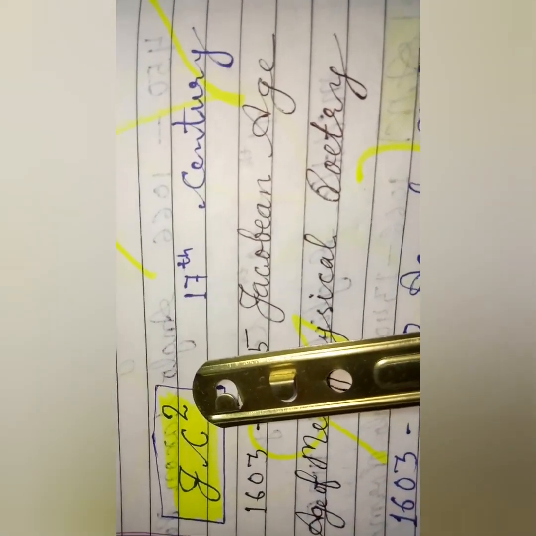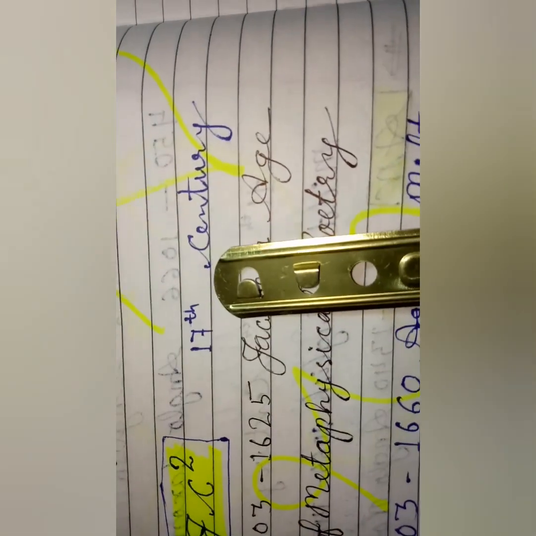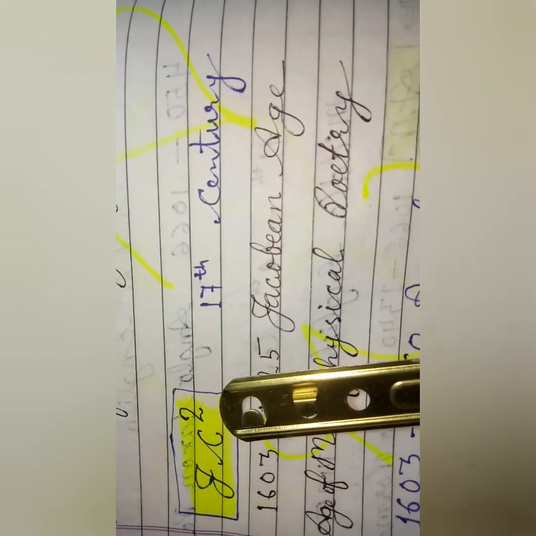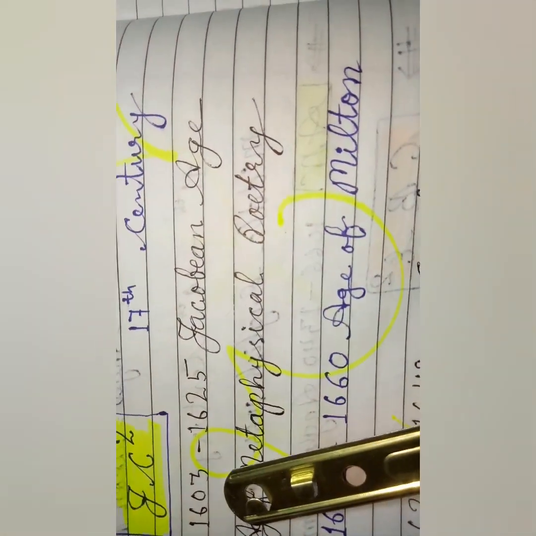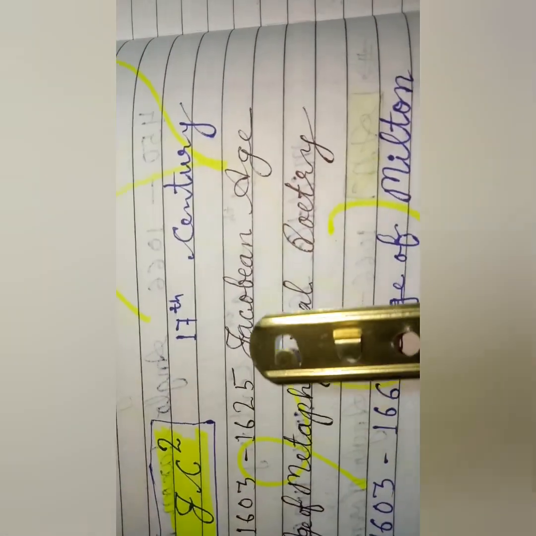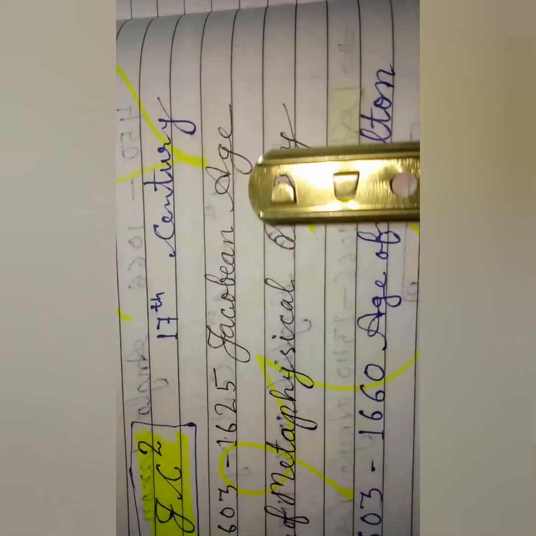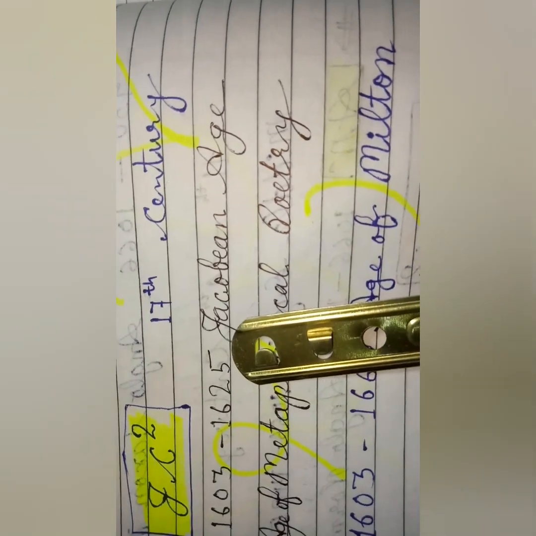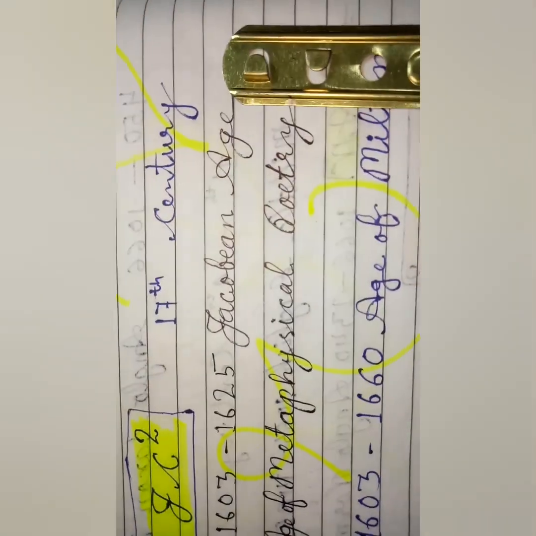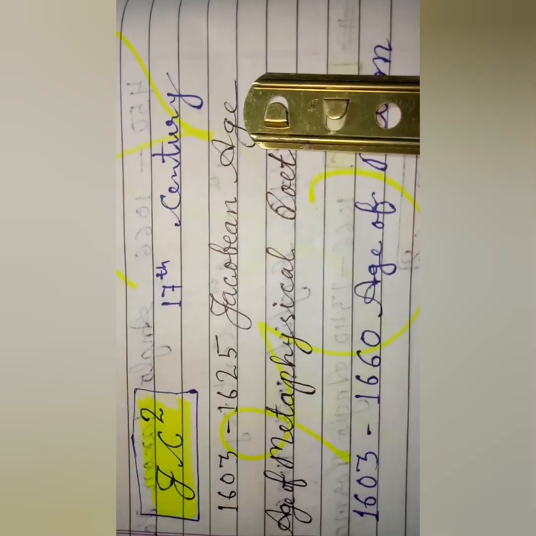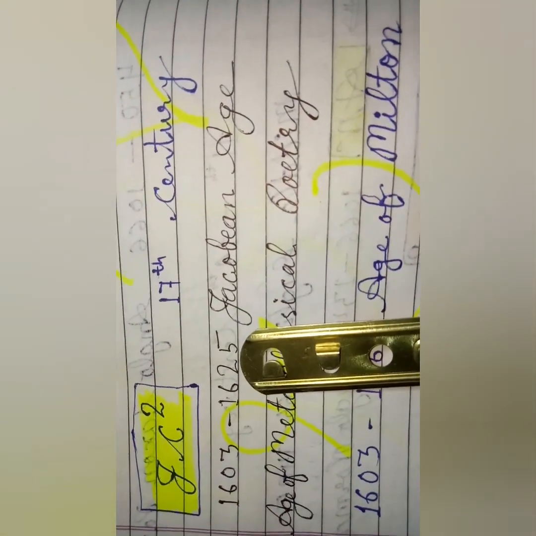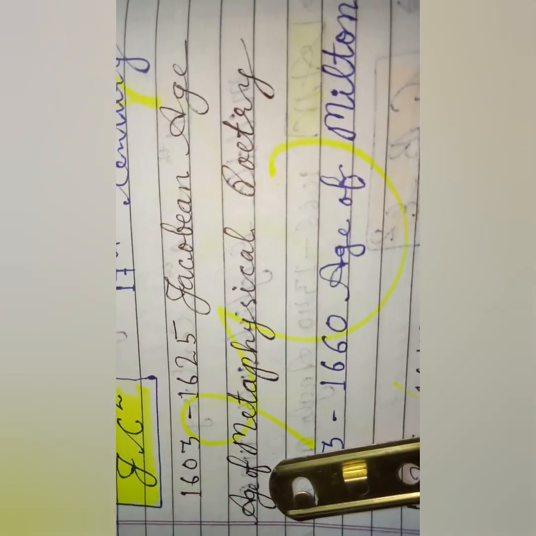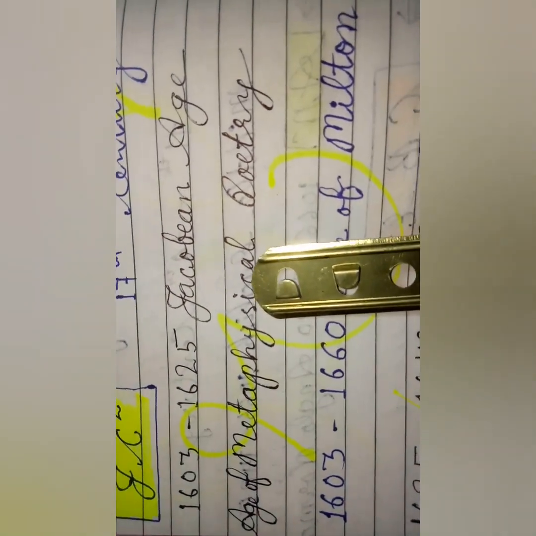The next formula is Jc2. It belongs to the 17th century. What does Jc2 stand for? J stands for Jacobean age, 1603 to 1625. This time period, 1603 to 1625, is also known as the Age of Metaphysical Poetry.